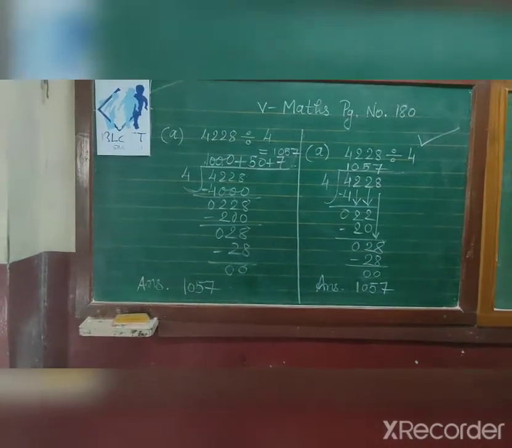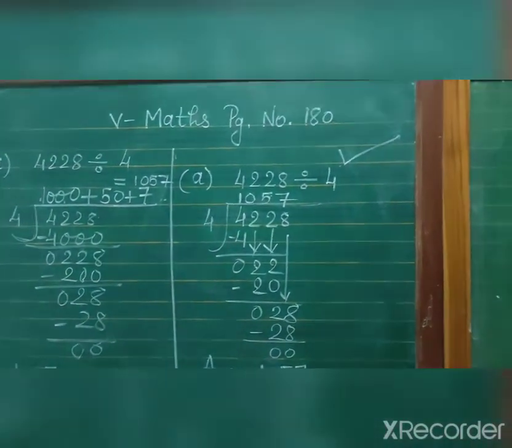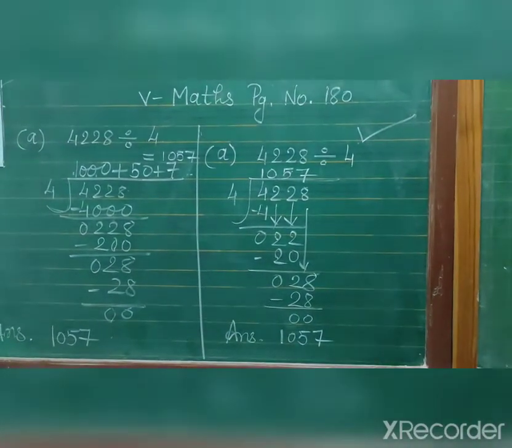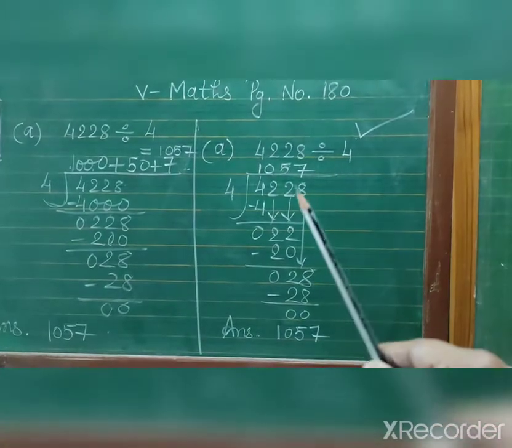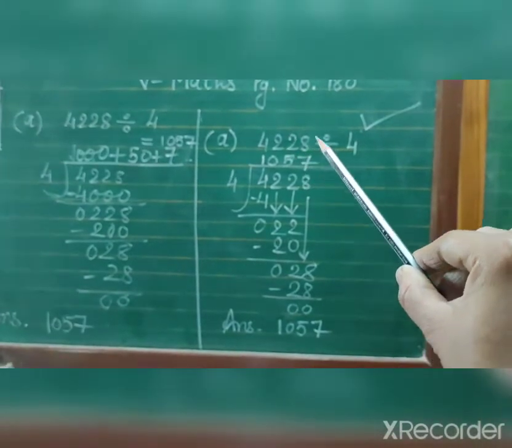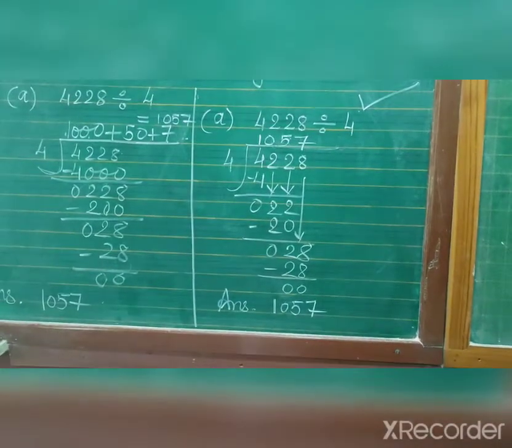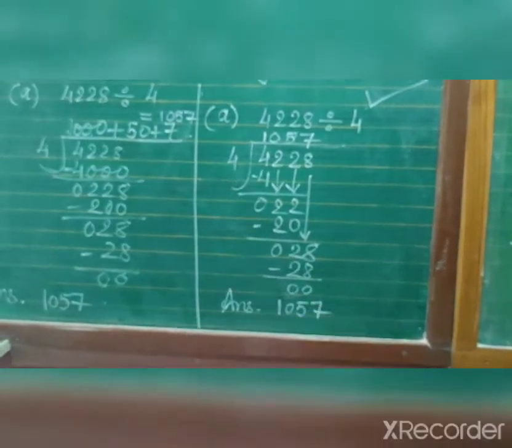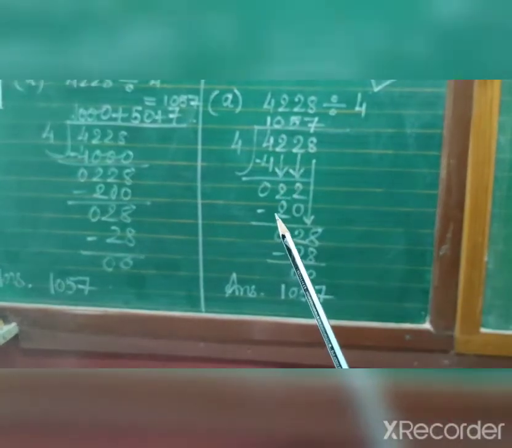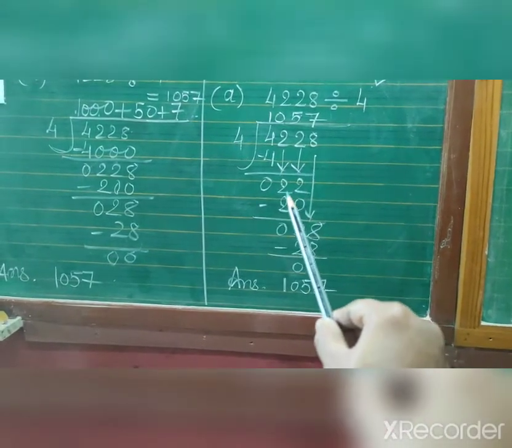Okay. But the standard method, when we take a division operation, we always solve in this way. First, 4228 divided by 4. Extreme left number is 4. That is equal to this number, division. Okay. So 4 ones are 4. 4 minus 4 is 0. Now the next number you will bring down. You can see 2.